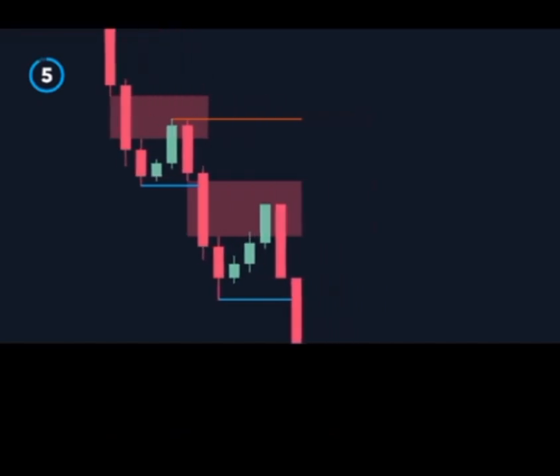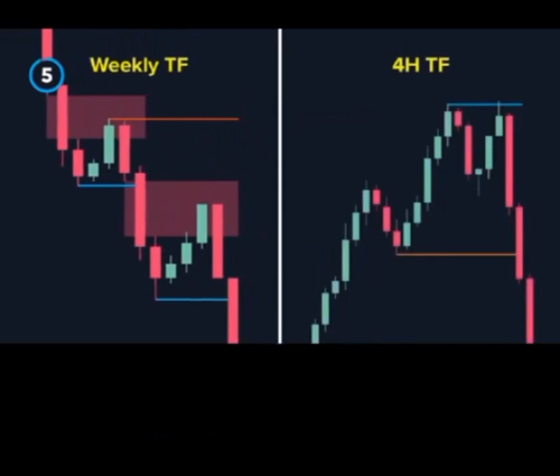The key takeaway here is that we should always analyze what the market is doing on the largest time frames first, because this will give us an idea of how we can expect the price to behave when it hits an area of liquidity on the lower time frames.